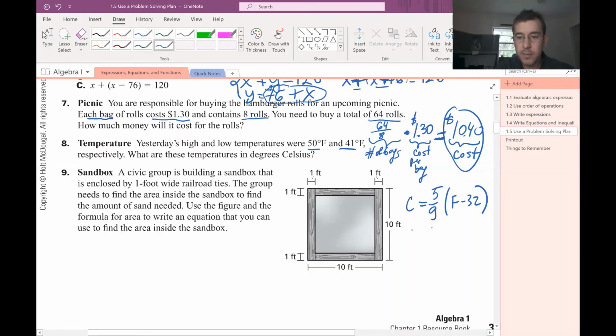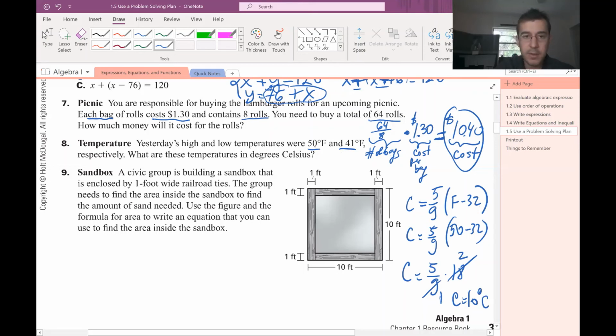So Fahrenheit is 50. So that's 5/9, and then we do 50 minus 32, which is 18, right? And then 18 cancels out with 9, so 5/9 times 18, 9 and 18 cancel out by 9. 9 divided by 9 is 1, 18 divided by 9 is 2, 5 times 2 is 10, so we get 10 degrees Celsius. This is the 50, that's the high.